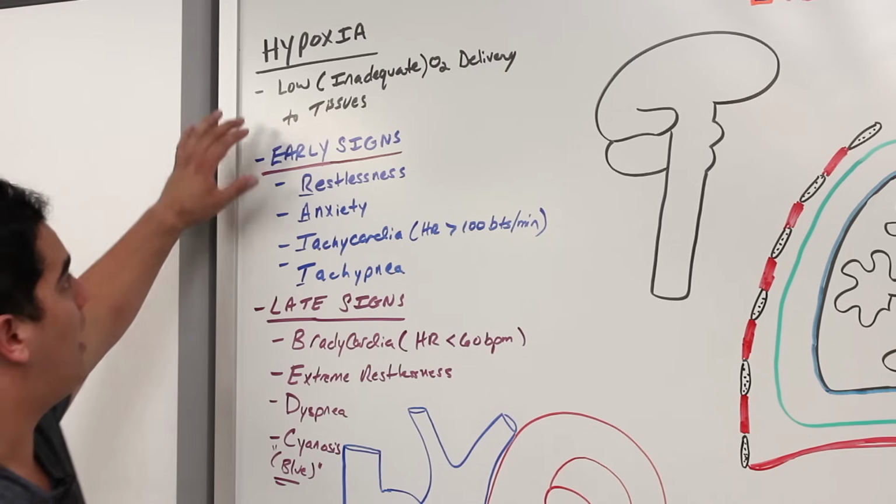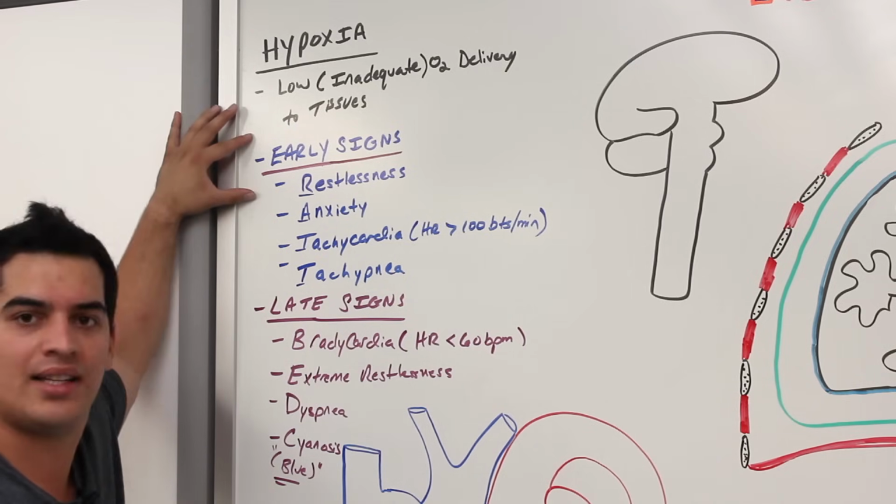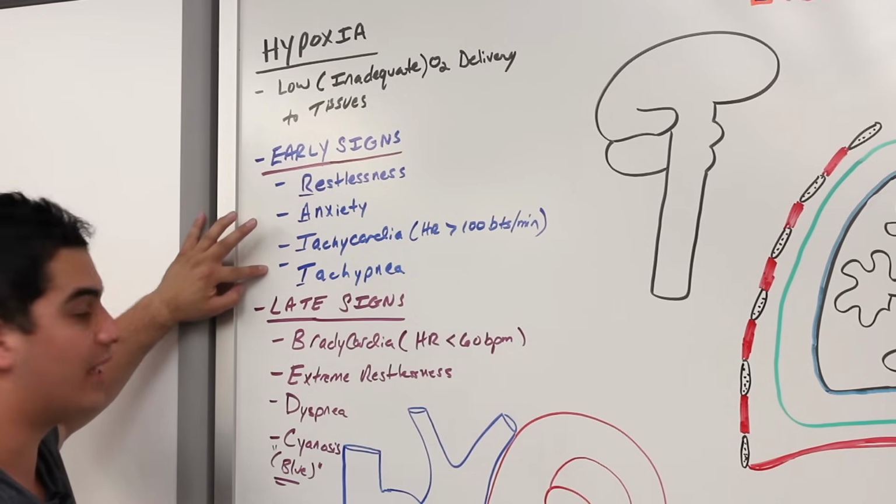So again, hypoxia, how would you define it? Low, inadequate oxygen delivery to the tissues. The early signs is going to be, remember, RAT. So restlessness, anxiety, tachycardia, and tachypnea.